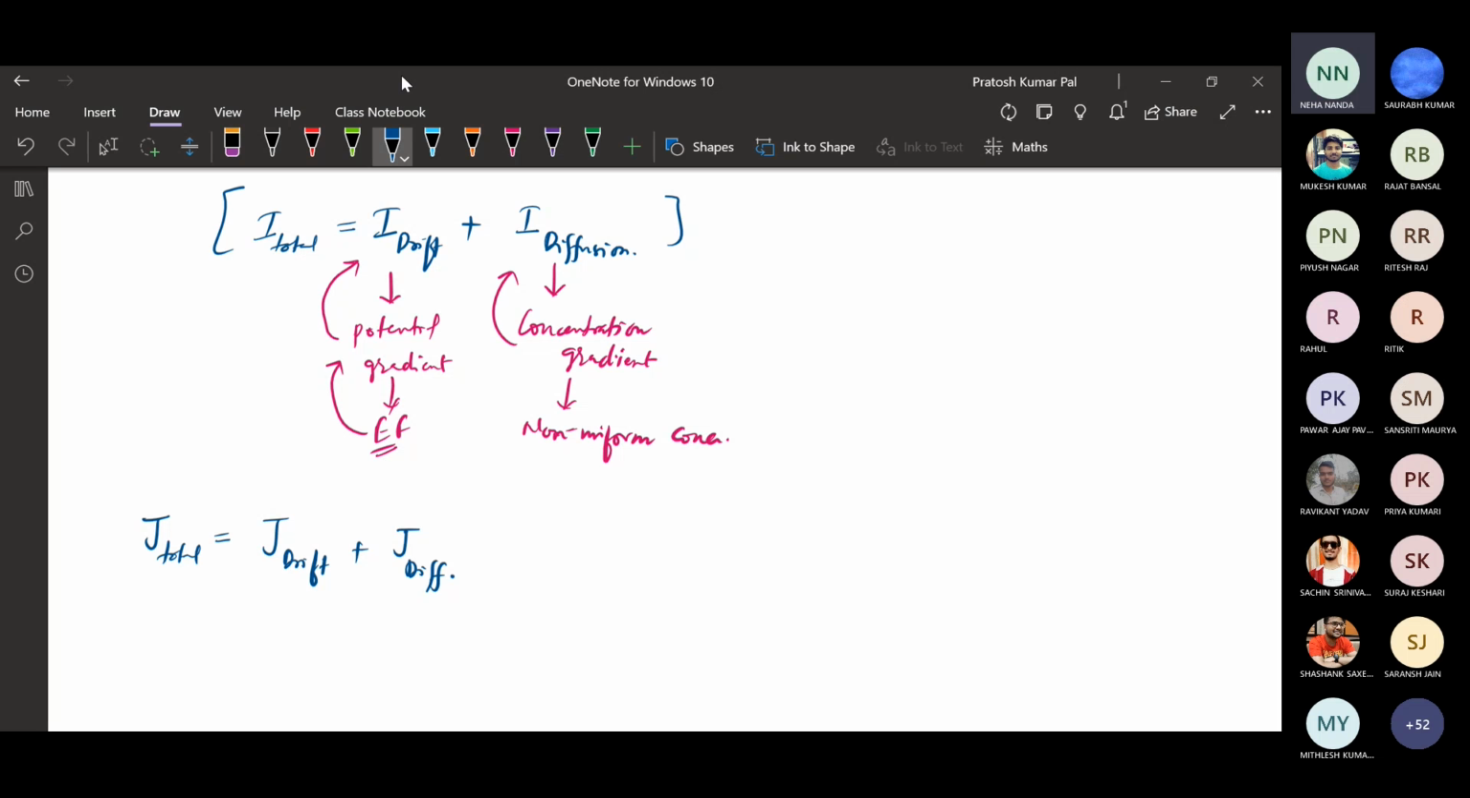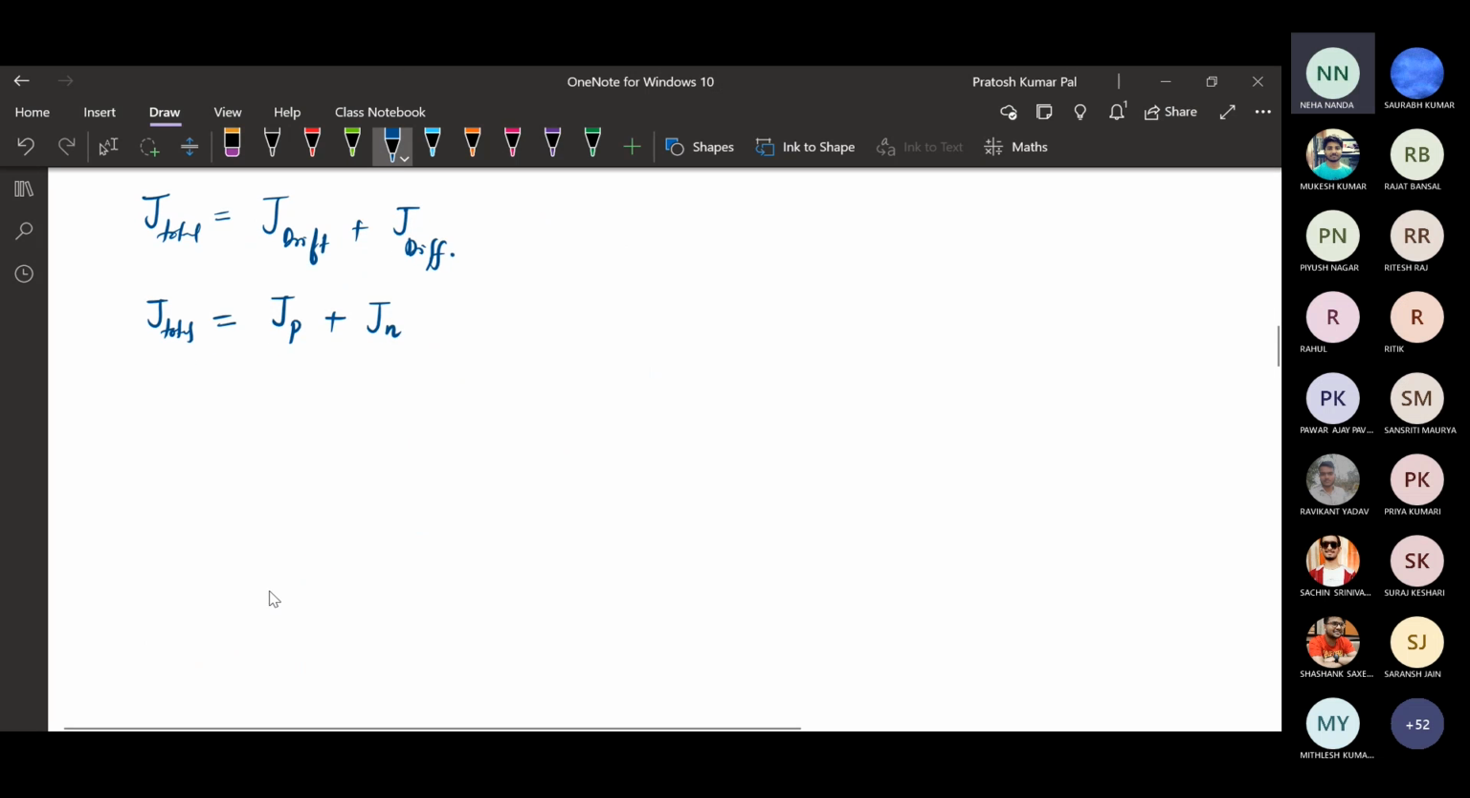Okay, so again we can separate it out. J total will be J because of the holes and J because of the electrons. So Jp and Jn both constitute the drift as well as the diffusion. So we can write Jp, indicating the diffusion and the drift current.